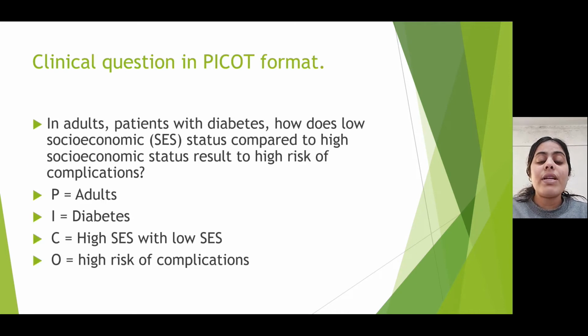Now, next is what is the PICOT question in adult patients with diabetes? How does low socioeconomic status compared to high socioeconomic status result in high risk of complications? P is equal to adults, I is equal to diabetes, C is equal to high SES compared with low SES, O is equal to high risk of complications.